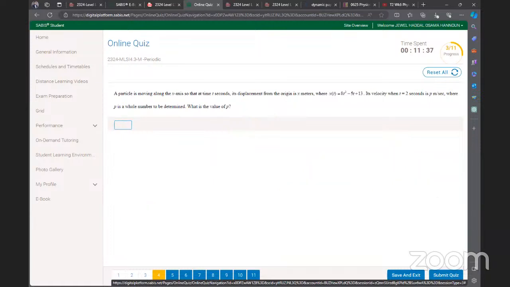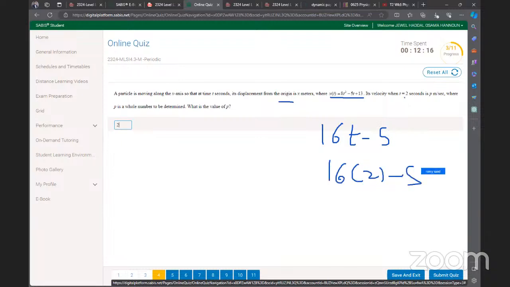A particle moving along the x-axis so that at time t seconds, its displacement from the origin is x meters. The velocity when t equals 2 seconds is p meters per second, where p is a whole number. I will do 2 times 8, 16, t minus 5, and then replace t by 2. So it will be 27.